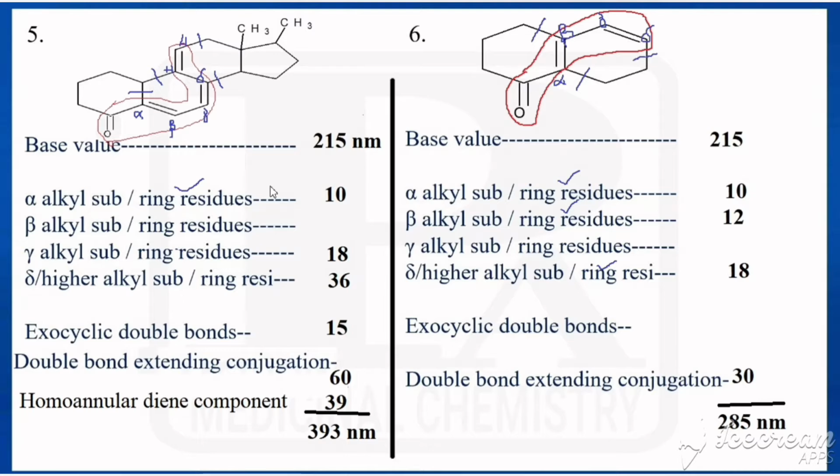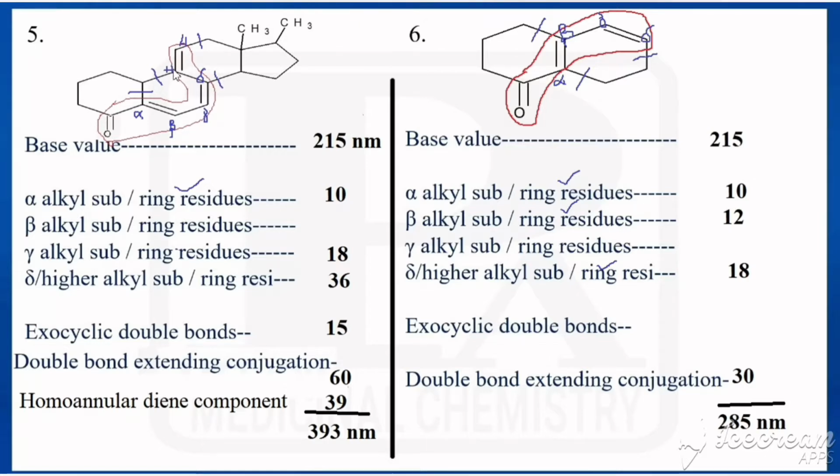Dear students, last class we have seen Woodward-Fieser rules for alpha, beta unsaturated carbonyl compounds, and we have calculated lambda max values. So by using that same rules, we are going to see lambda max for some other compounds. So we'll see one by one. So this is the first compound.